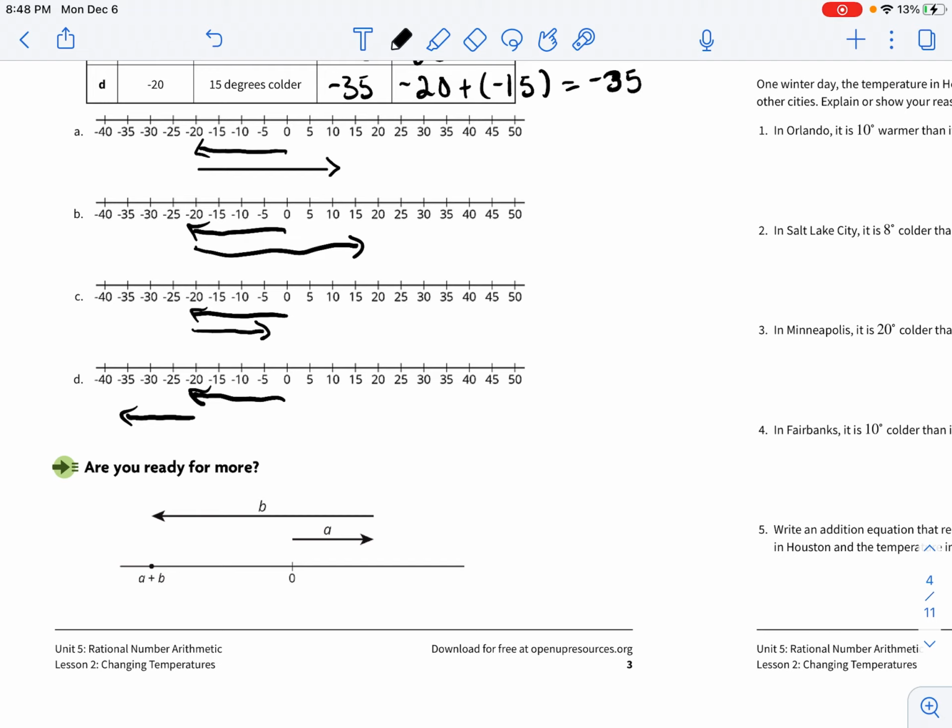Okay, are you ready for more? So there's a diagram showing us kind of what is going on here. Your A is a positive number, and then you are either subtracting a positive number or you're adding a negative number, is what's being shown here.